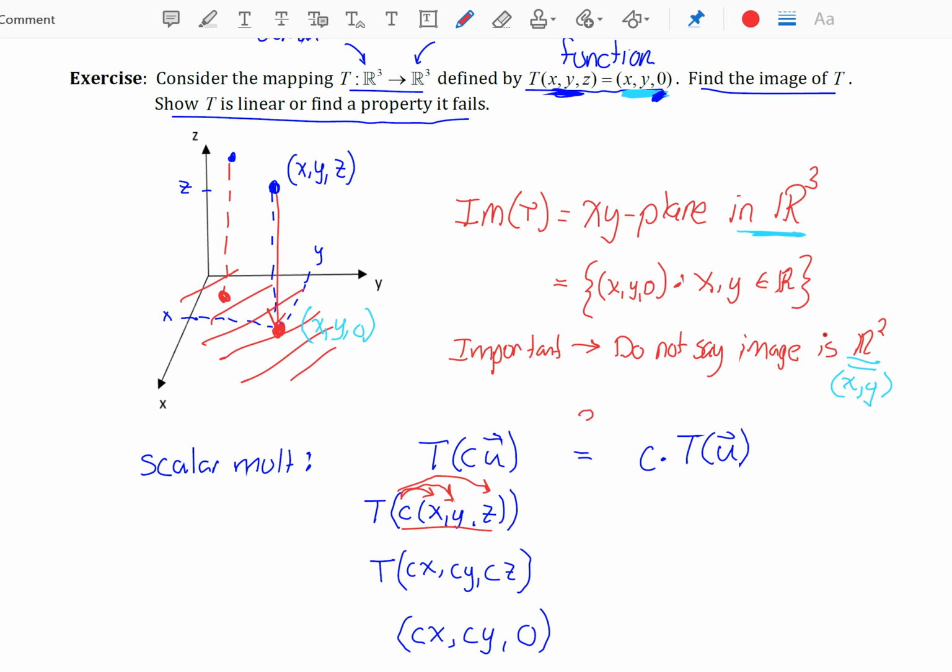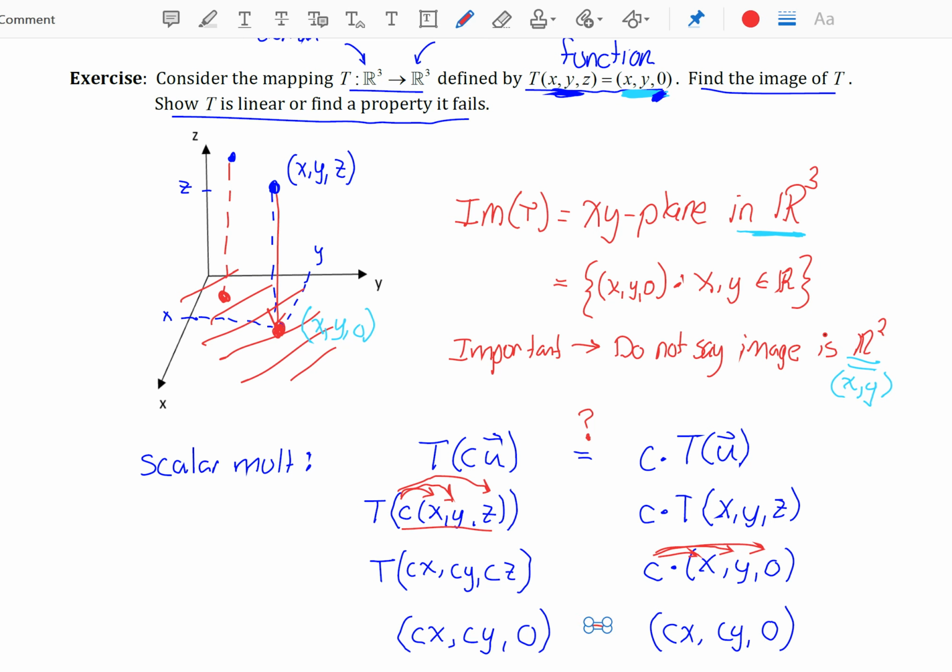Now, we would like to see, is this equal to the right-hand side? So on the right-hand side, we'll have a scaled version of T times some vector in our domain. But again, let's put a typical vector in our domain here. Now we'll apply T to this ordered triple. And remember, what T does is it makes the third component always equal to 0. Now we can distribute our scalar c to each component of our vector. And we'll get cx, cy, and of course c times 0 is just 0. So notice that these two vectors are equal, and we have now verified that T preserves the operation of scalar multiplication.